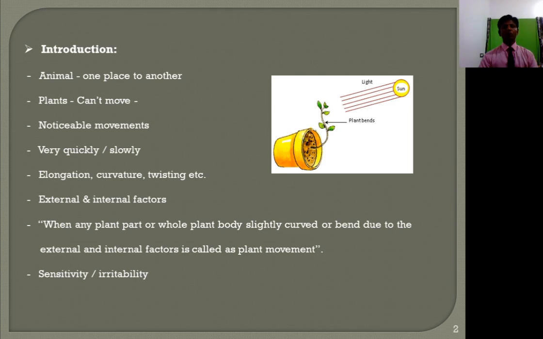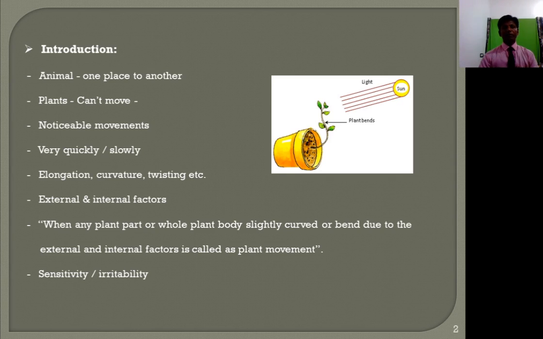In the plants, the movements occur in the form of elongation, curvature, twisting, etc. And in the plants, these movements occur or take place due to external or internal factors. Hence, the plant movements can be defined as when any plant part or whole plant body slightly curved or bent due to the external and internal factors is called as plant movement.